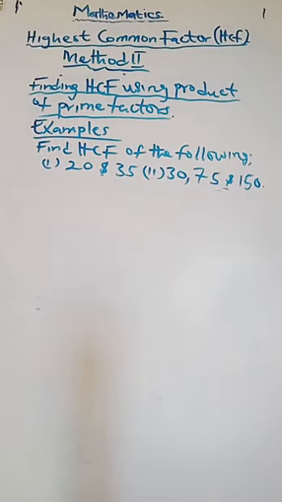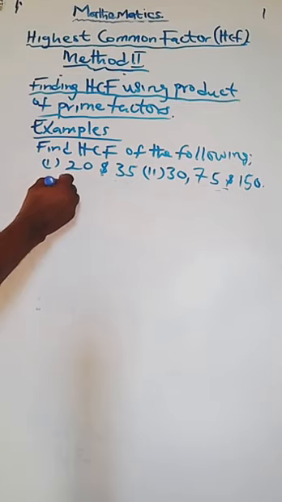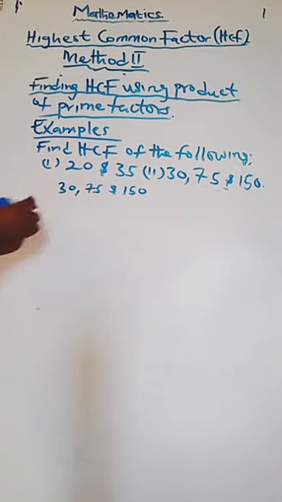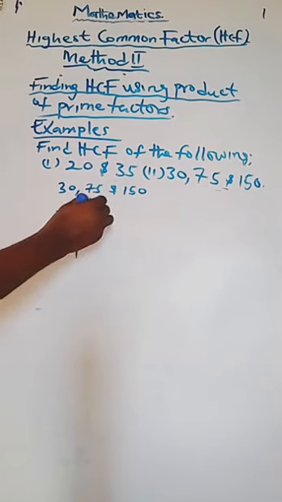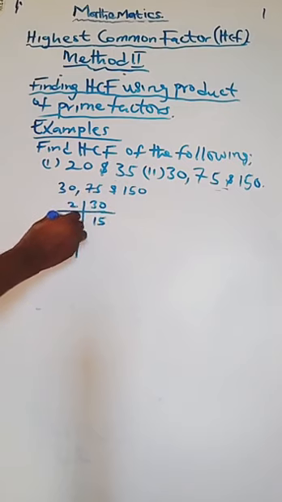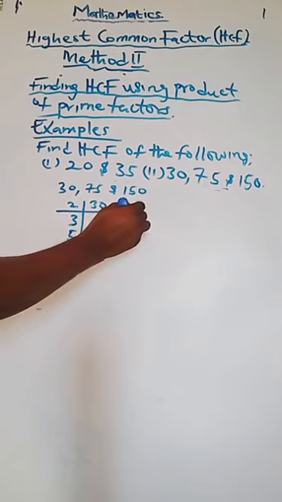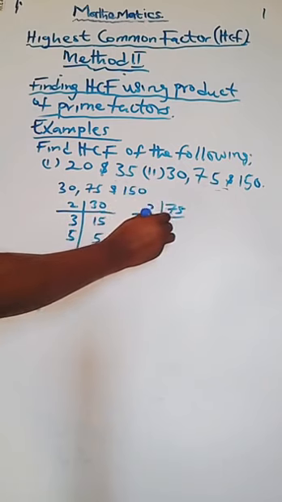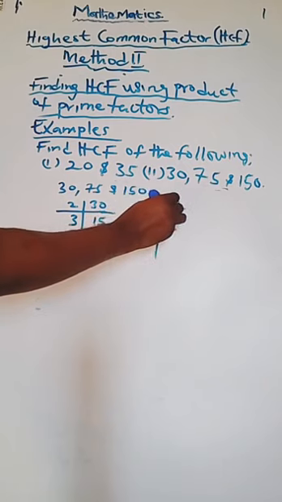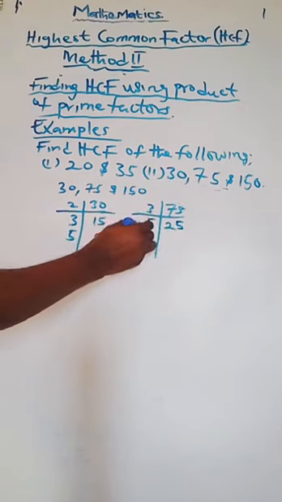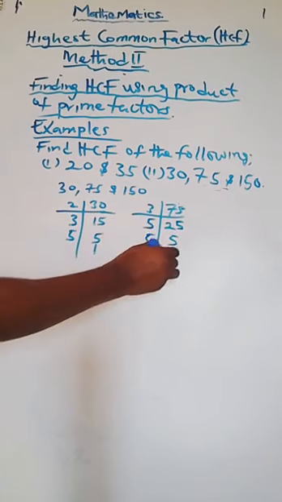Now let's look at the second example. Here we have 30, 75 and 150. The first thing we do is to define 30 by looking for the product of its prime factors. So 30, let's start with 2. 15, 2 cannot go again, let's use 3. 5, 5, 1, that is 30. Let's look at 75. Let's start with 3. 3 here, 2, remainder 1. 3 in 15, 5. So let's go with 5 now. 5, 5, 5, 1. Once you reach 1, you stop.